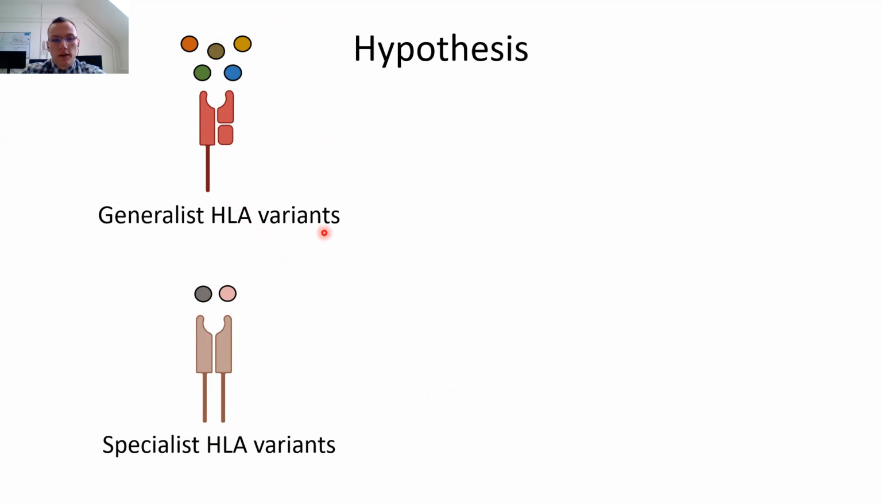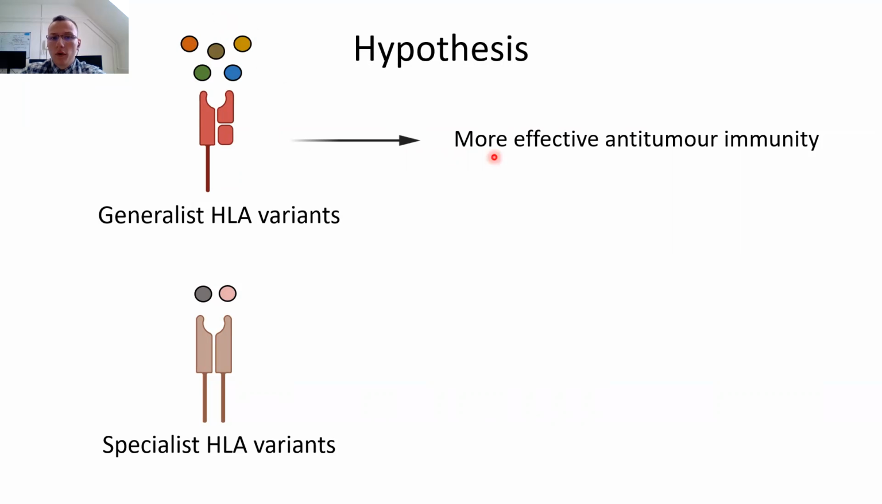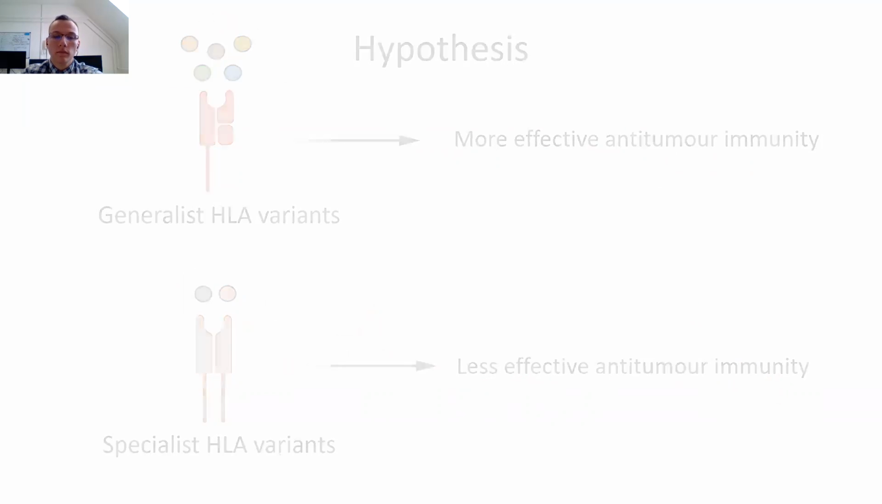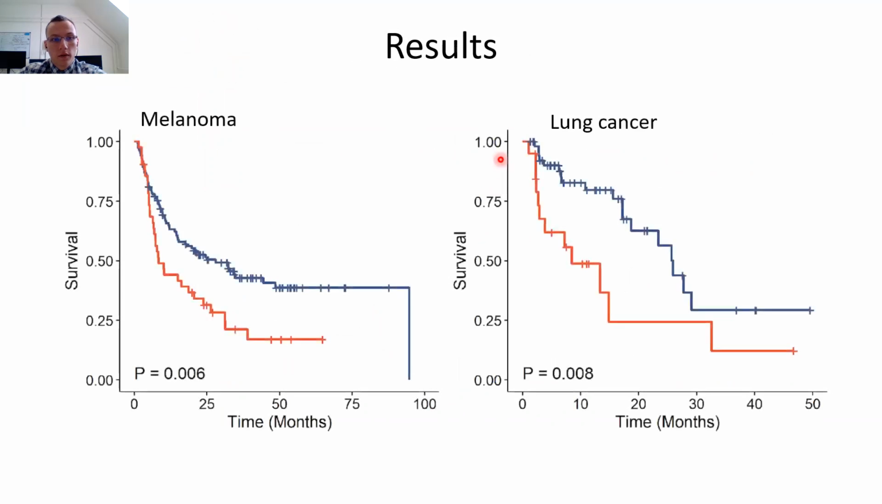In the case of generalist HLA molecules, we expected that because of the more different bound peptides, it would result in a more effective anti-tumor immunity. In the case of specialist HLA variants, we expected that because of the small number of different bound peptides, there would be a less effective anti-tumor immunity. Surprisingly, we found the opposite of what we expected.